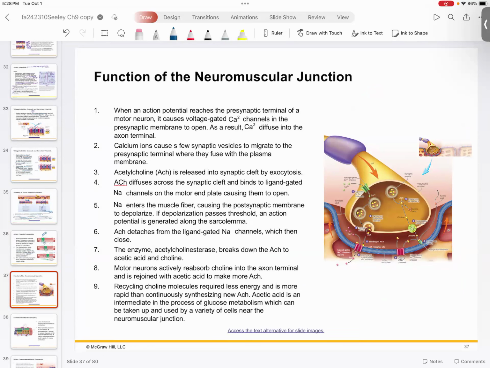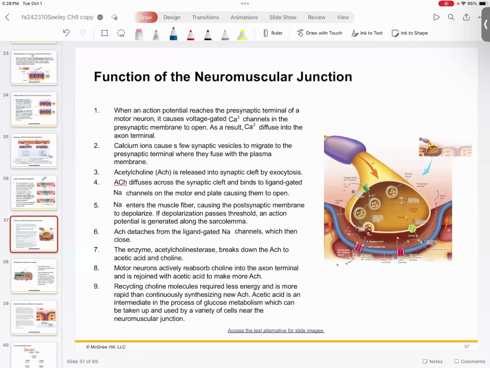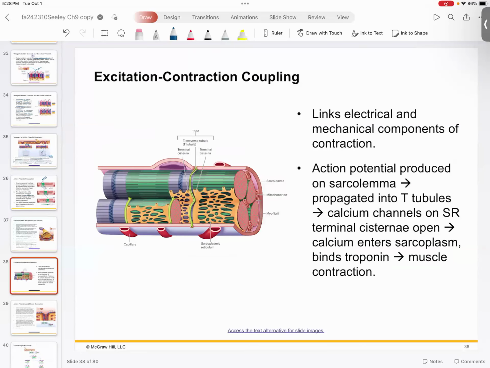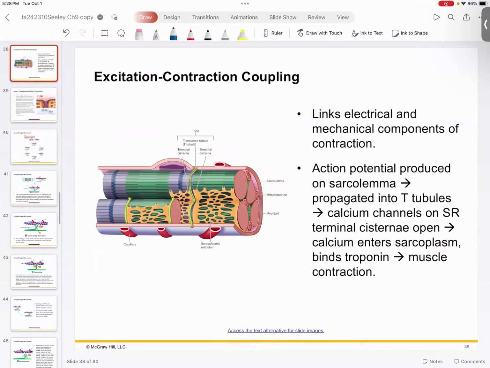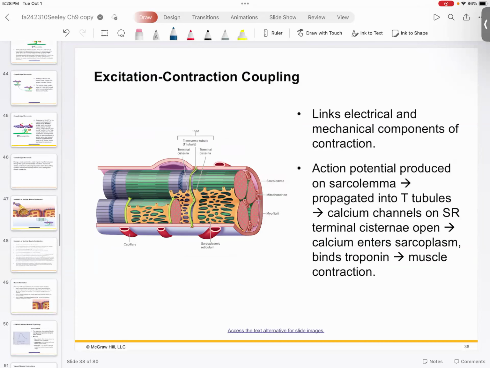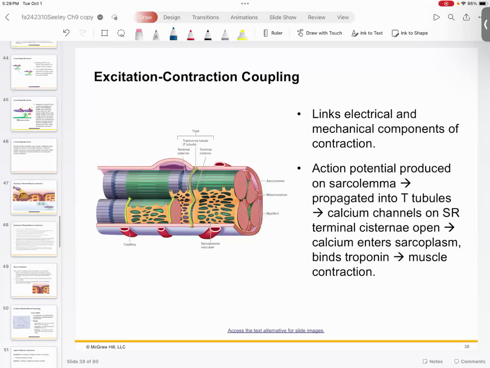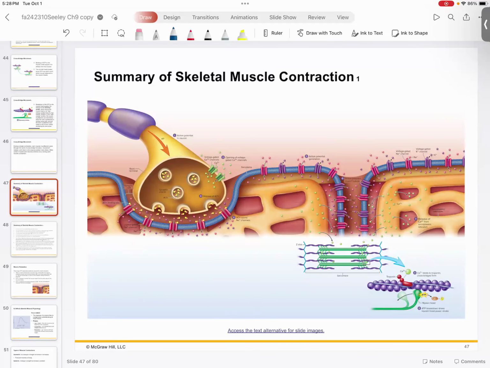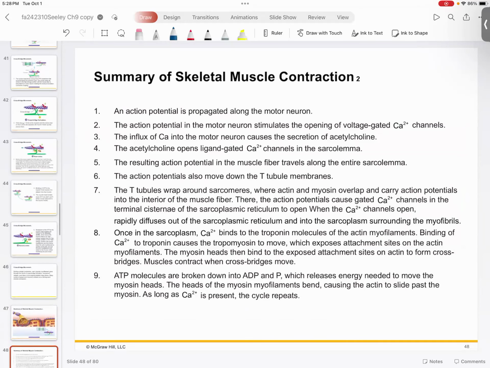So let's go ahead and kind of start putting a couple of things together. Just bear with me. Let's see where I put that slide. Okay, there it is. That's where I put it.